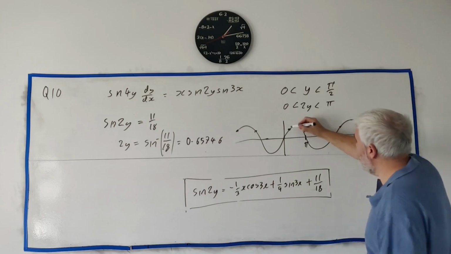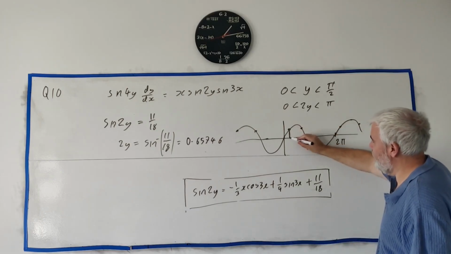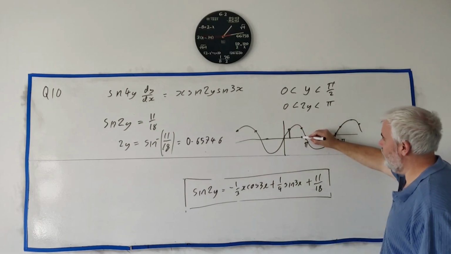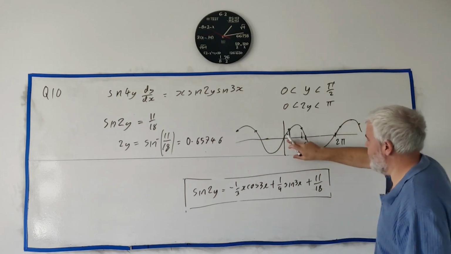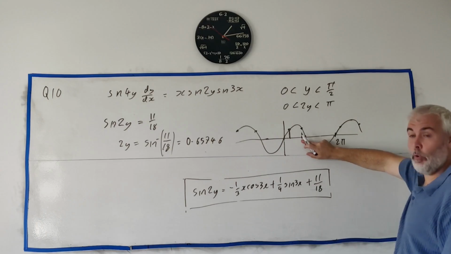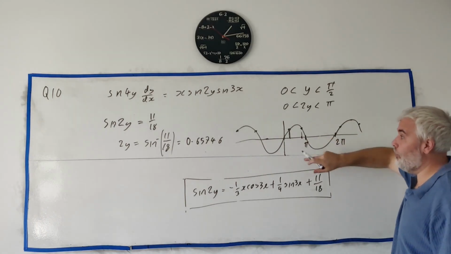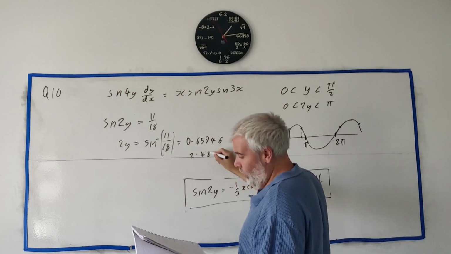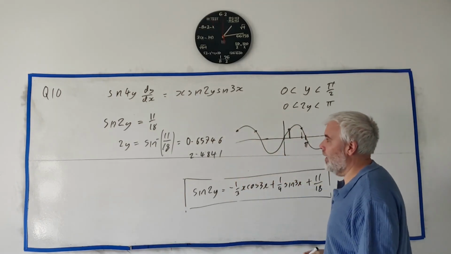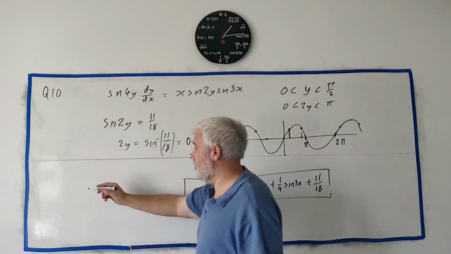Your calculator will first of all give you 0.65746, but then you need to use your brain. That'll be this one. You need to use your brain to figure out this one here. If this is 0.6 away from 0, this is 0.6 away from pi. So pi minus this is your other answer. That'd be 2.4841, something like that.